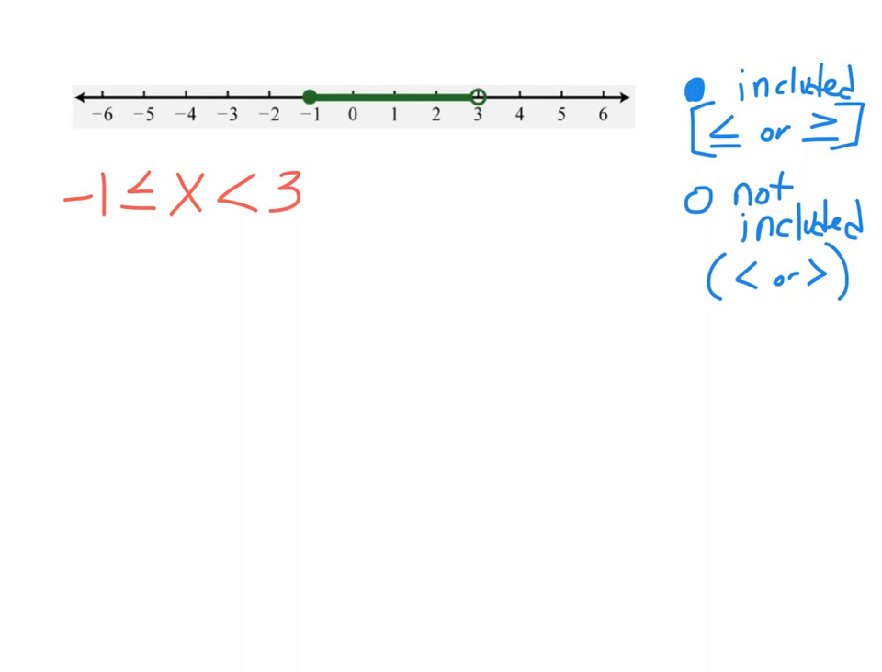So in interval notation, instead of using the less than or equal to, greater than or equal to signs, we're going to use either the square brackets or the parentheses. So square brackets is how I indicate that it is included, and a parenthesis is how I indicate that it's not included. So my -1 is included, so I'm going to use a square bracket, -1, and my 3 is not included, so I close it off with a parenthesis.